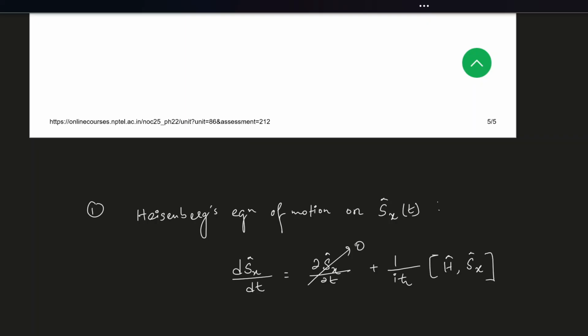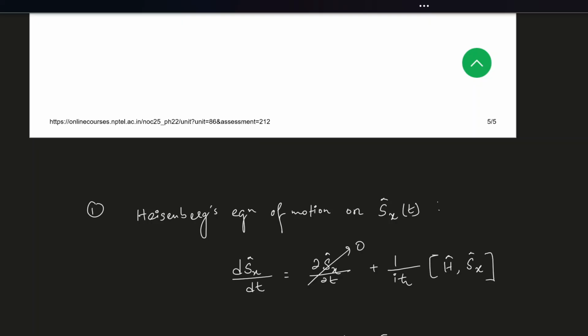Now this part obviously will go to 0 because the spin operator has no explicit time dependence. I mean, it has implicit time dependence, but it will not depend on time explicitly, like some t to some power or some ln t. Nothing in explicit time dependence should come in a spin operator. That is why it goes to 0. And the only term you are left with is this commutator bracket relation with the Hamiltonian.